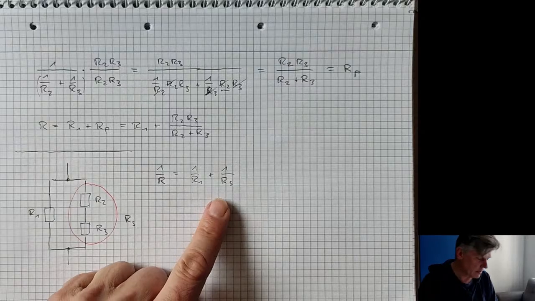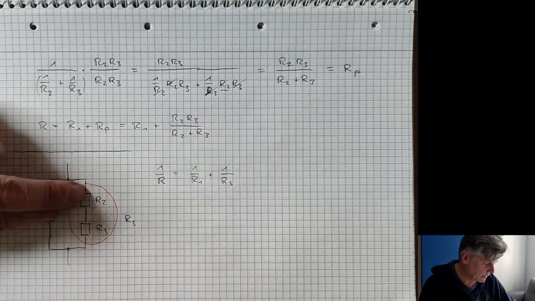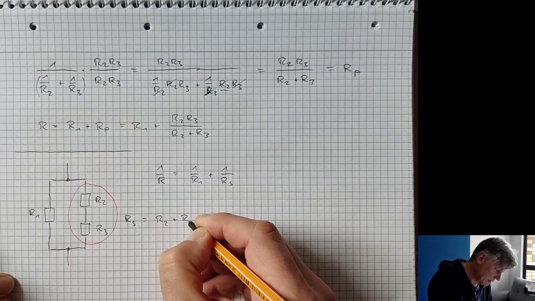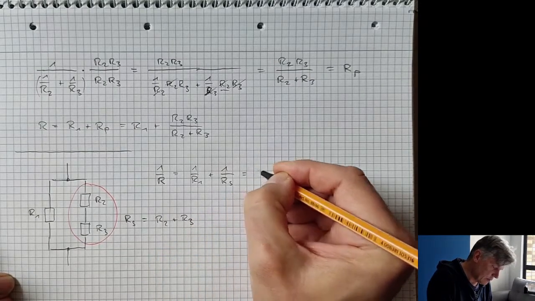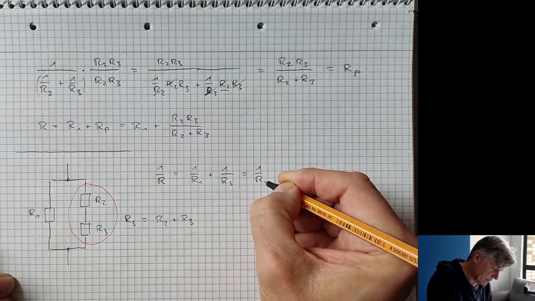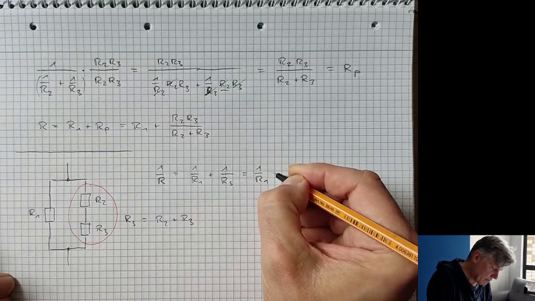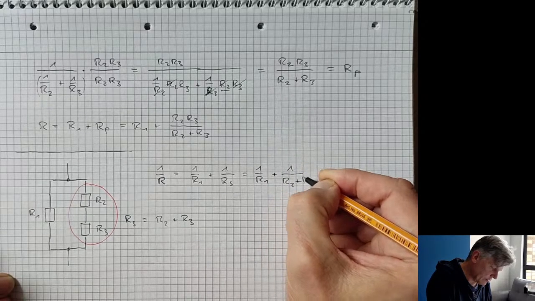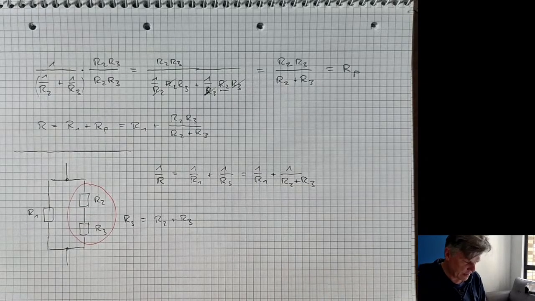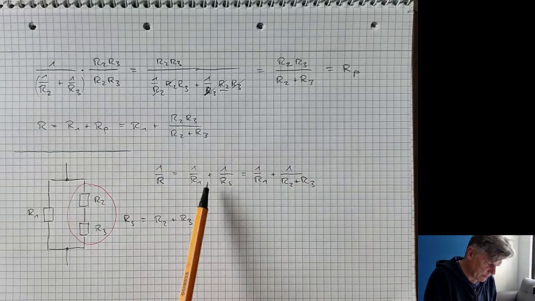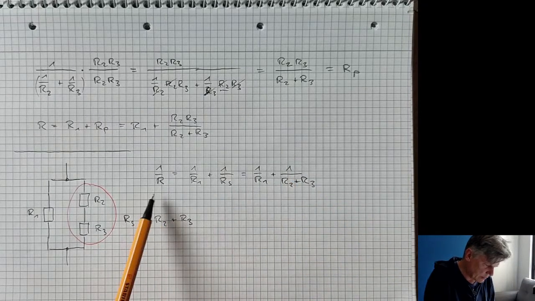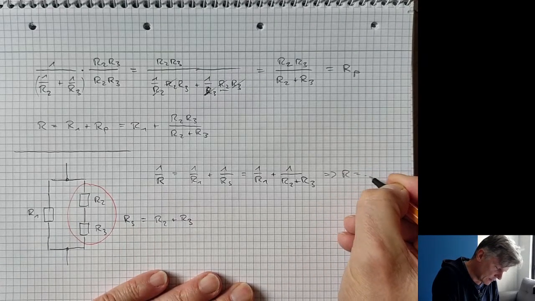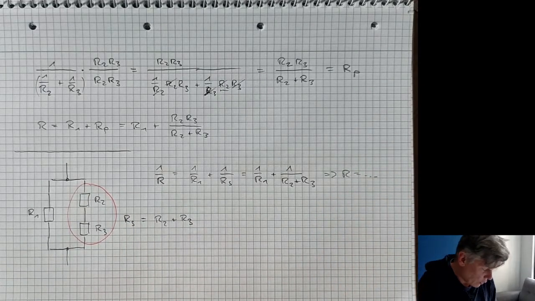So we can write this down immediately because RS is nothing but R2 plus R3. That would be 1 divided by R1 plus 1 divided by R2 plus R3. So with your pocket calculator, you could solve this equation first and then take the reciprocal in the end to get R, right? It follows that R is something.